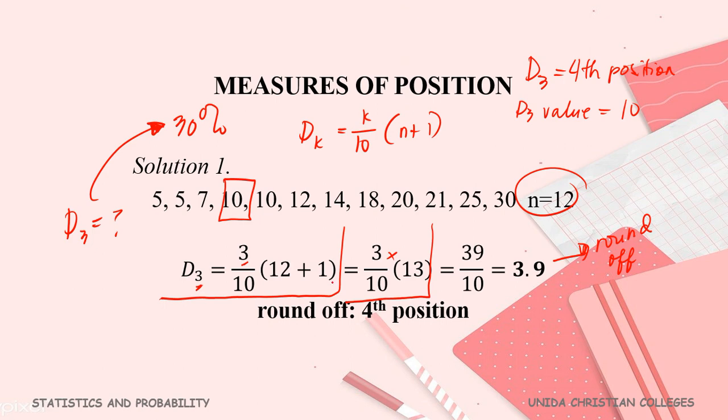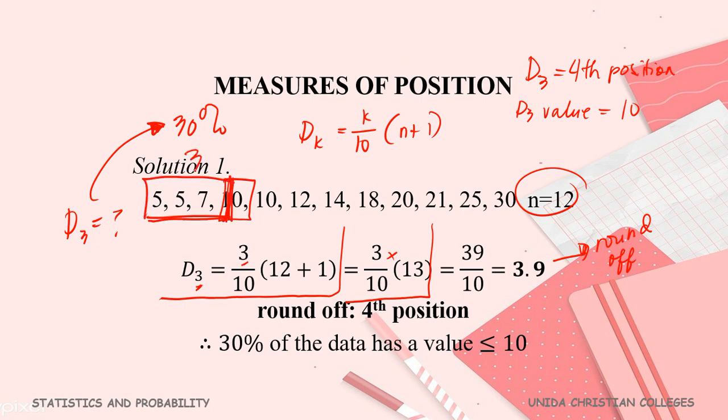Okay? And then, next, interpret. So, since that is the 30% of the data, therefore, 30% of the data has a value less than or equal to 10. So, this is the 30% of your data. Meaning, yung mga natira, yun yung 70%. Kasi ang total niyan is 100%.